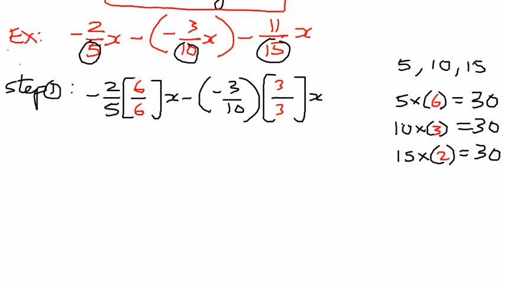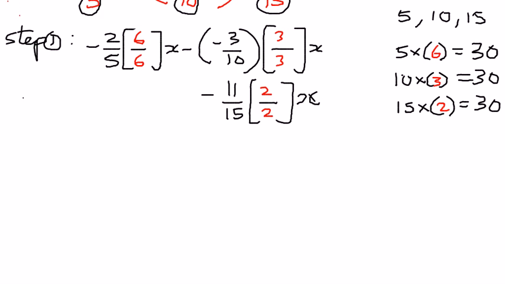is negative 11 over 15, and then we want to multiply and divide by a number, and this time that number is going to be equal to 2. By multiplying and dividing by 2, we did not change anything, but at the same time we made the denominator look the same. So therefore we want to write an x there.